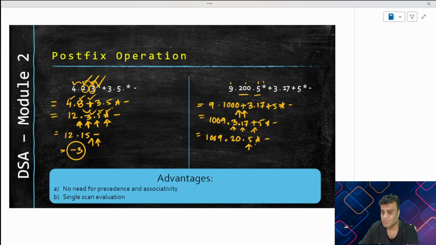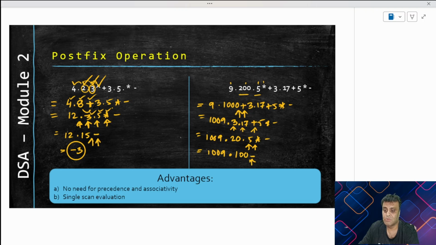So my pointer is right here. I get 5. I go to star. I get an operator. If I get an operator, I'm going to apply that operator to the last two operands. So 1009, then apply the operator to the last two operands means that 20 and 5, right? 20 star 5 will become 100, and the minus sign will be there. So I applied till 100.